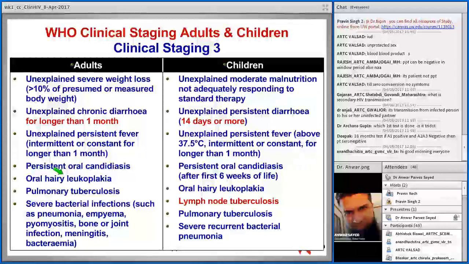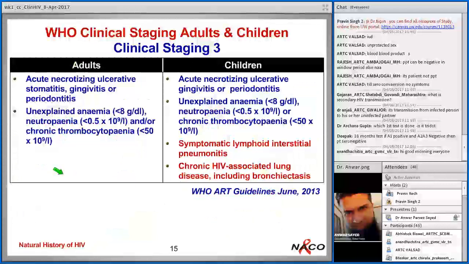Then persistent oral candidiasis. Now remember, this is persistent oral candidiasis, not just once. If a person has, suppose, some red, some whitish patches in the mouth and it disappears, that is not persistent oral candidiasis. Even bad oral hygiene will cause oral candidiasis, so that should not be reported as stage 3. But if a person is having persistent oral candidiasis, that should go in stage 3.